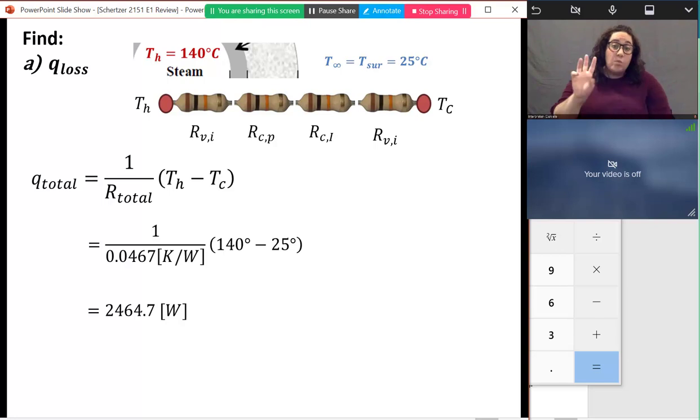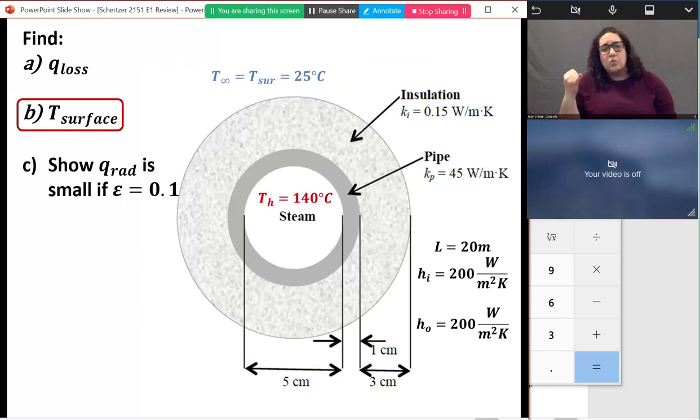But here, because I just put everything in meters and watts and joules if I had them, I'm just going to get an answer here in watts. So that's good, I know the heat transfer. The next thing I want to do is make sure that this pipe is safe so that if a worker in my plant touches it, they don't burn themselves, right?